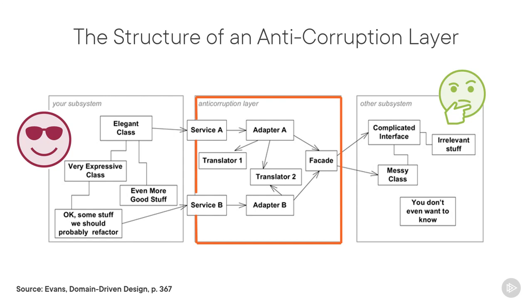Of course, in the middle you can see how the anti-corruption layer is using a facade and some adapters, but on the right, it's protecting us from a big, complicated interface, some messy classes, and some things we just don't even want to know about. Right. And of course, your own system is comprised of an elegant class, a very expressive class, and of course, even more good stuff. And maybe even some stuff we should be refactoring as well.